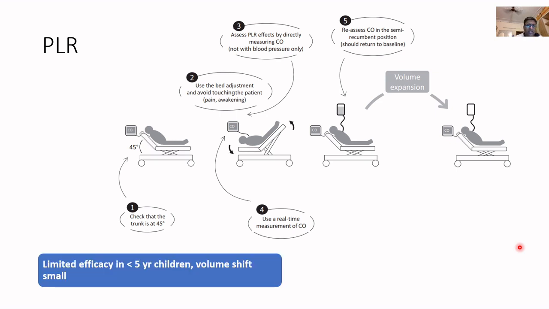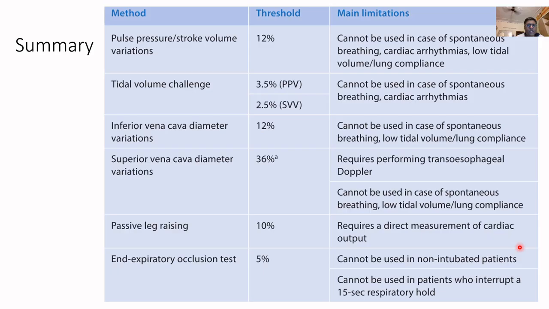It is not that effective in smaller children less than 5 years because volume shifts are less, so the lower extremities do not hold that much blood volume, so auto transfusion will not be that much. This is just the summary of all the changes taken from an adult book.